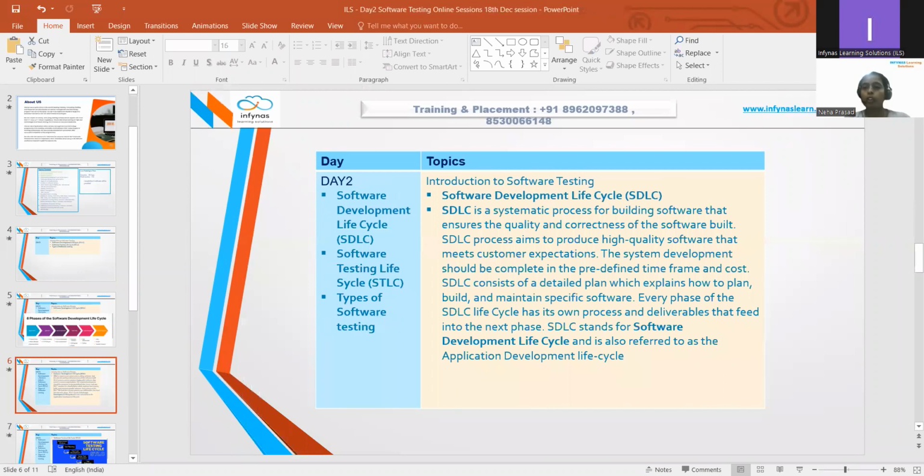So this is the definition. I'll quickly go through it. I will read it for you. Just listen and try to understand. Software development life cycle is a systematic process for building software that ensures the quality and correctness of the software built.